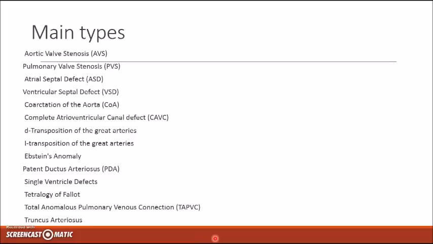As for the types, there are really many types of congenital heart diseases, and they range from really fatal ones to normal ones. Some are not only congenital heart diseases, but can happen due to other factors, such as aortic valve stenosis, which we'll talk about.